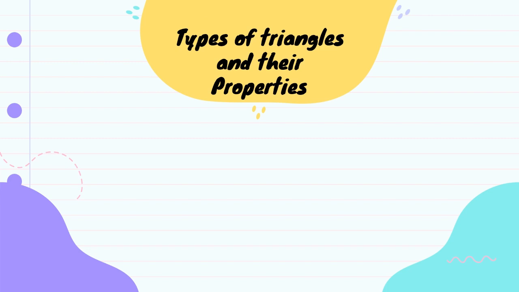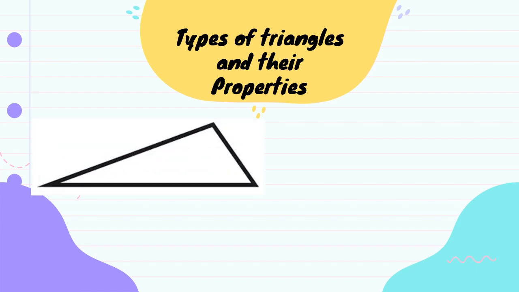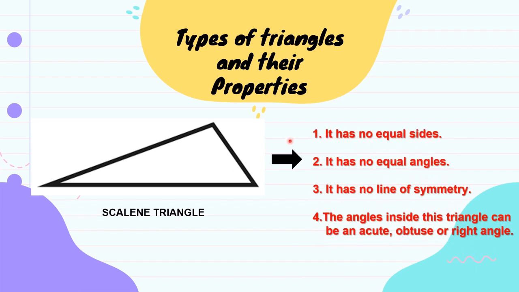We are still on types of triangles and their properties. The next one I have is the scalene triangle. What are the properties? 1, it has no equal sides. None of its sides is equal. 2, it has no equal angles. None of its angles is equal. 3, it has no line of symmetry.